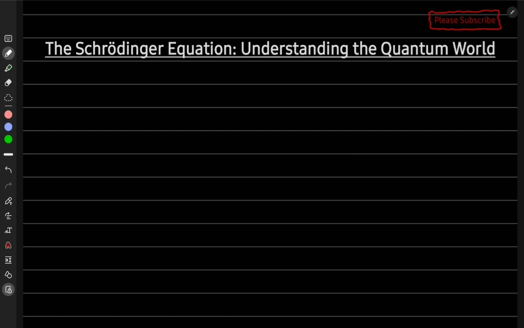The Schrodinger equation is a cornerstone of quantum mechanics. It describes the time evolution of quantum states. Now, in this video, we'll provide a detailed derivation of the Schrodinger equation from first principles for a non-relativistic particle that lives inside one dimension.